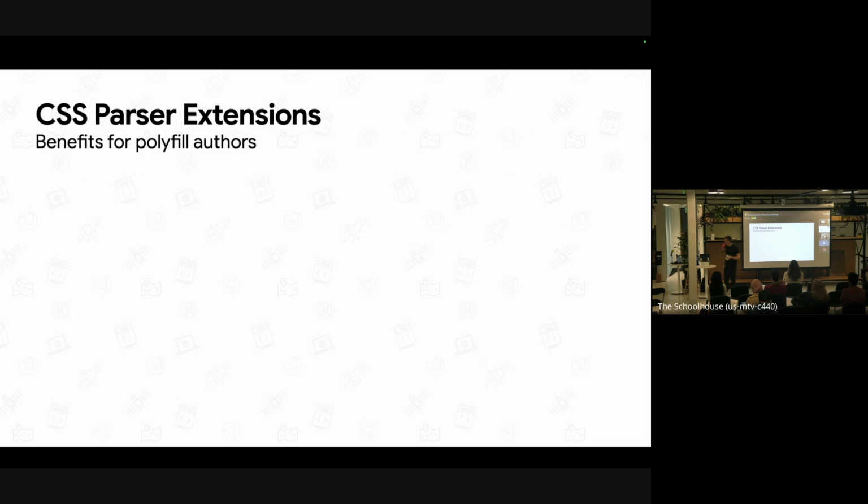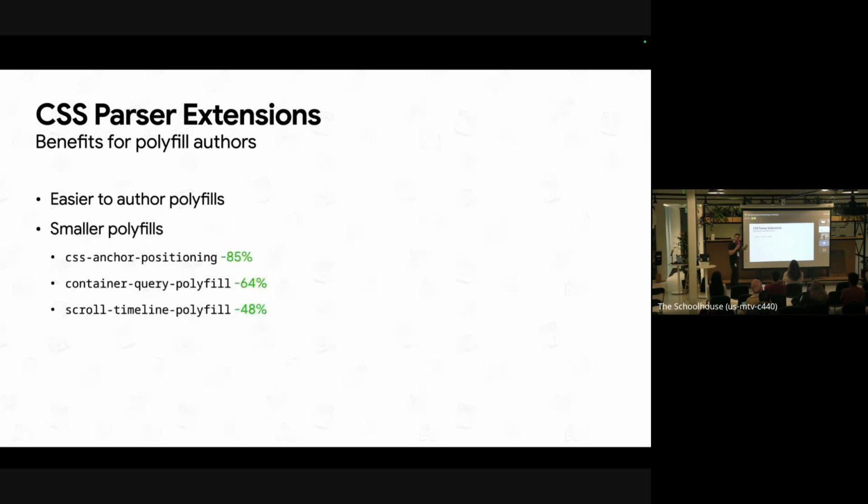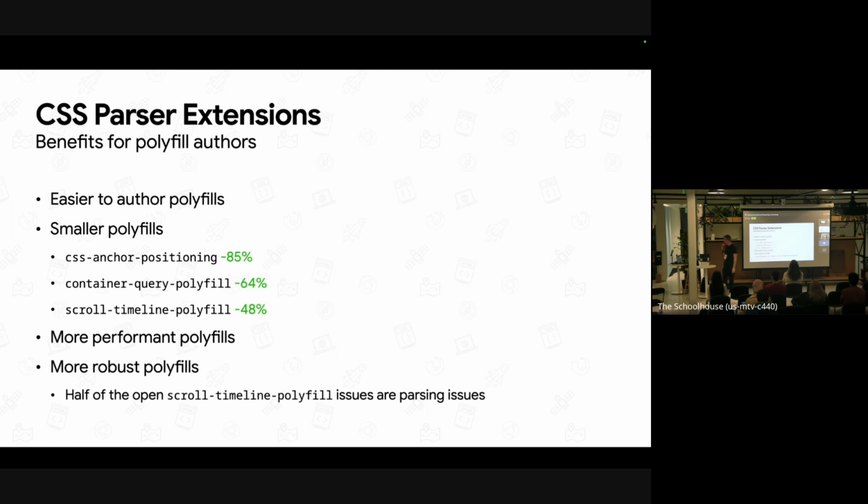The benefits of all this is me just having a wild idea and brainstorming. The benefits, well, to polyfill authors, much easier to author polyfills. They don't need to get over all these hurdles that I've listed before. The polyfills will be much smaller. I did a check, the polyfill for CSS anchor positioning would reduce like 85% of its size because 85% of that polyfill is concerned with parsing CSS, which is absurd. Container query polyfill 64%, scroll timeline polyfill 50%, more performant polyfills, of course, and also more robust polyfills. Right now, if you check the scroll timeline polyfill, half of the issues are about CSS parsing. Which is very unfortunate.